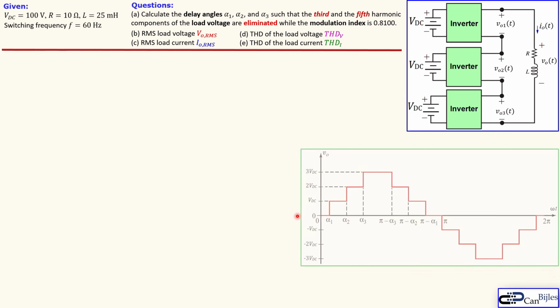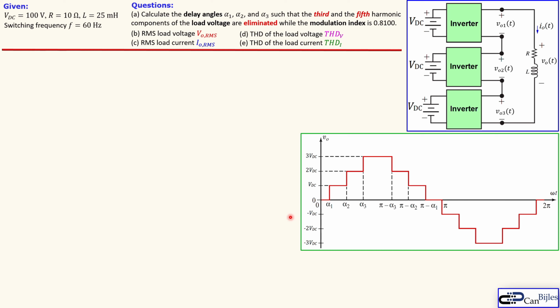Before we dive into the calculation, let's see pictorially what the waveform of the load voltage is. You see here alpha 1, alpha 2 and alpha 3. These are the delay angles. And this is again similar to the graph we have seen in the previous example, the staircase load voltage. You see it starting from 0 in a staircase to VDC, then 2 VDC and 3 VDC, and then going down in a similar fashion.